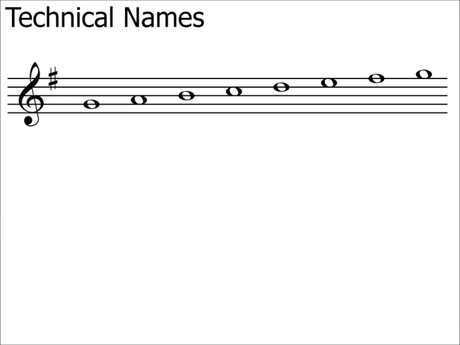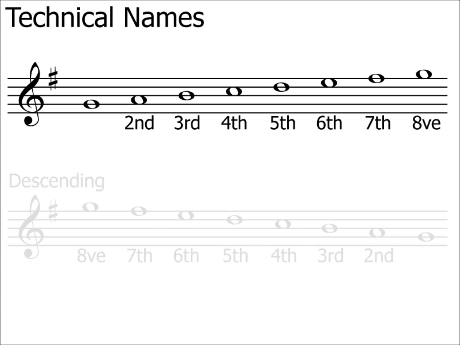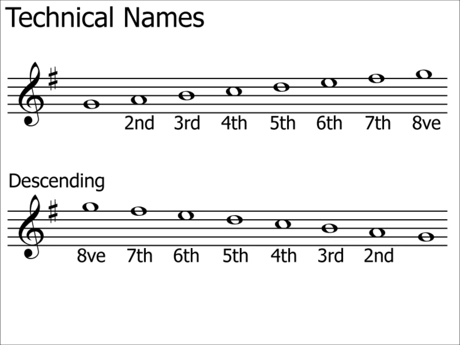You probably know that each of the notes has a number above the first note of the scale, the degree: the second, the third, the fourth, fifth, and so on all the way up to the octave, which is represented as 8VE. Coming down a scale, they are in reverse order. So an A in G major will always be the second of the scale, regardless of whether the scale is ascending or descending. However, each note also has a technical name.